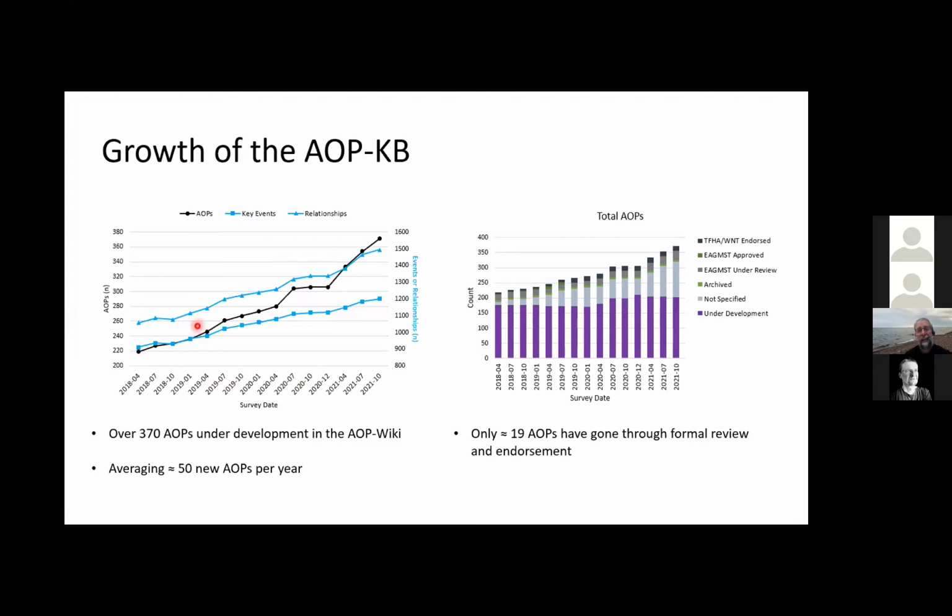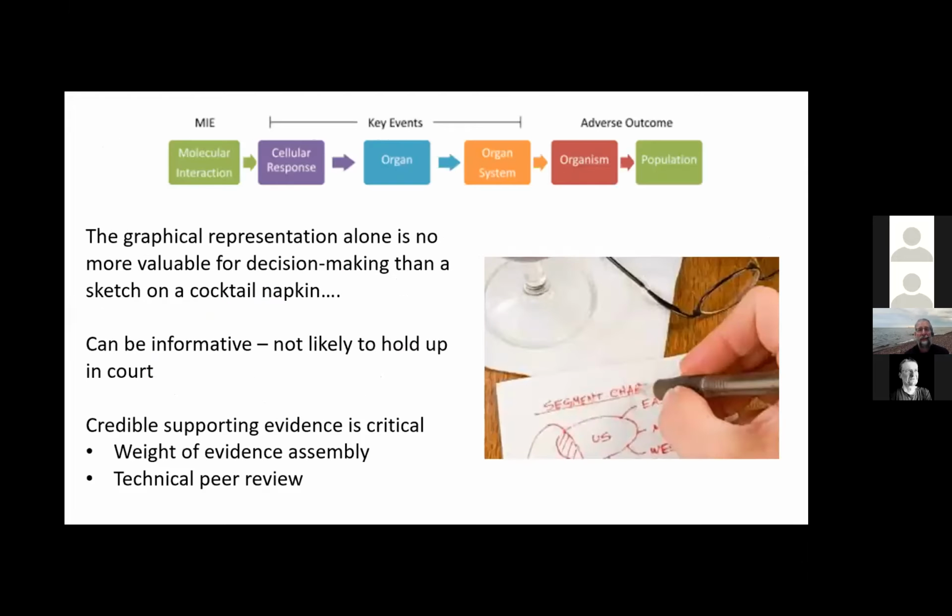And many of these are at different stages of development. Some are just a graphical representation without any underlying assembly of the evidence. Some of them have a partial assembly of evidence or just description of a few key events. And that's something that we want to overcome. We want to get more AOPs to this final stage where they've been reviewed and endorsed. And that's basically because this graphical representation alone, while it can be informative, is ultimately no more valuable to decision making than a sketch on a cocktail napkin.